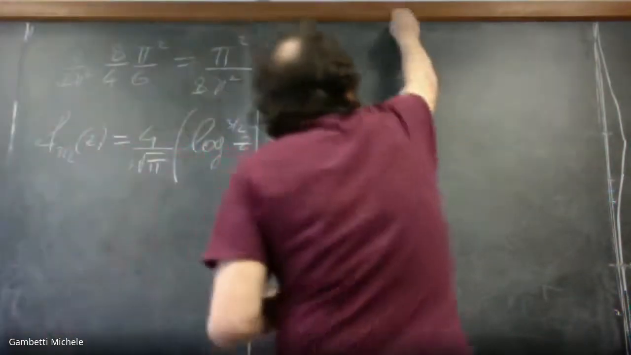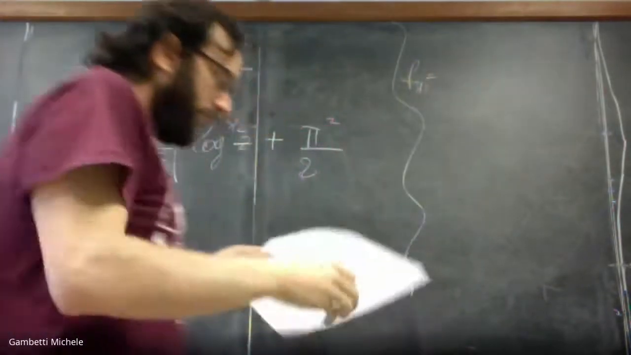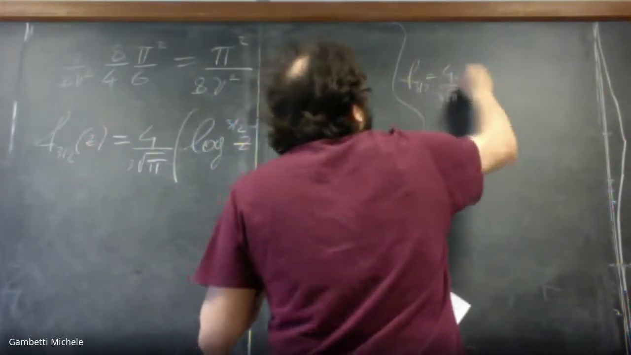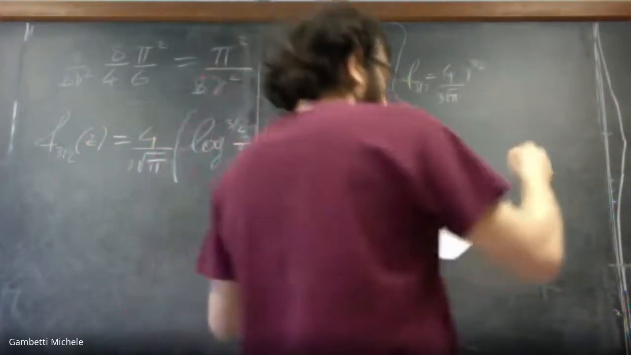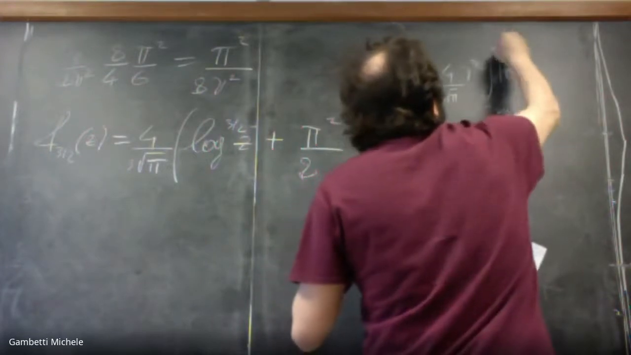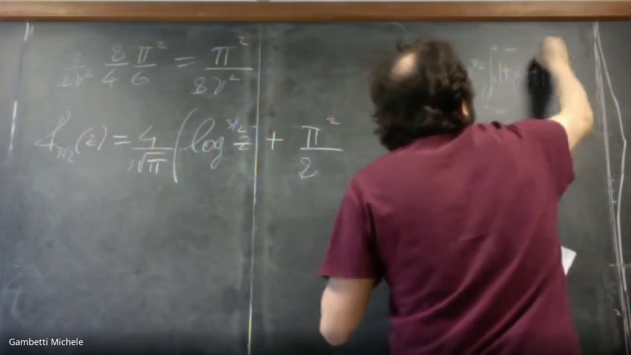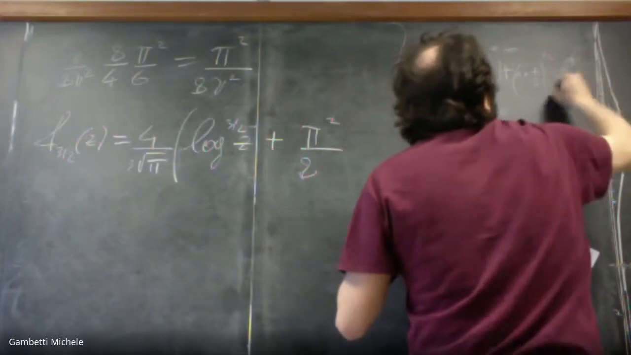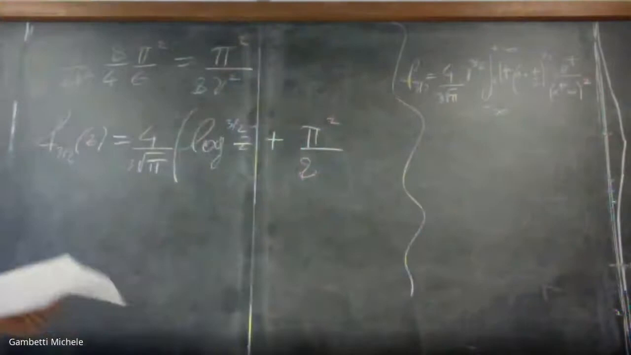Okay? So, okay, maybe I write it again. The starting point was the following. F3 half was 4 divided by 3 square root of pi mu to the power of 3 alpha. And then there was this integral dt from minus infinity to plus infinity of 1 plus t divided by mu to the power of 3 alpha. And here you have exponential of t and dt plus 1 squared. This was the starting point, okay?